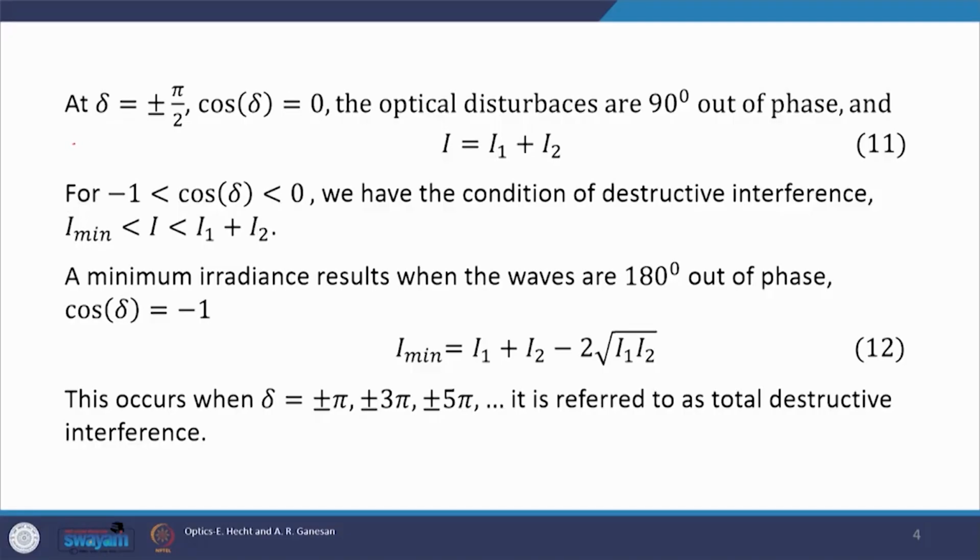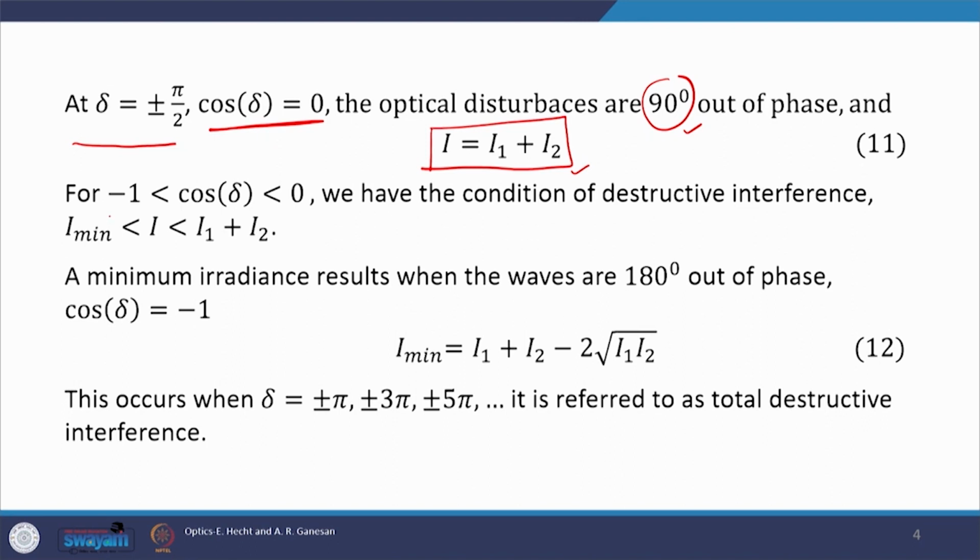Now, at places where del is equal to plus minus pi by 2, where the phase difference is plus minus pi by 2, in this particular case the cosine term would be equal to 0, and therefore the resultant optical disturbance would be I 1 plus I 2. And when will this happen? This happens when the two interfering waves are out of phase by 90 degrees. If the two interfering waves are out of phase by 90 degrees, in that particular case the resultant irradiance at the point of observation P is equal to I 1 plus I 2.